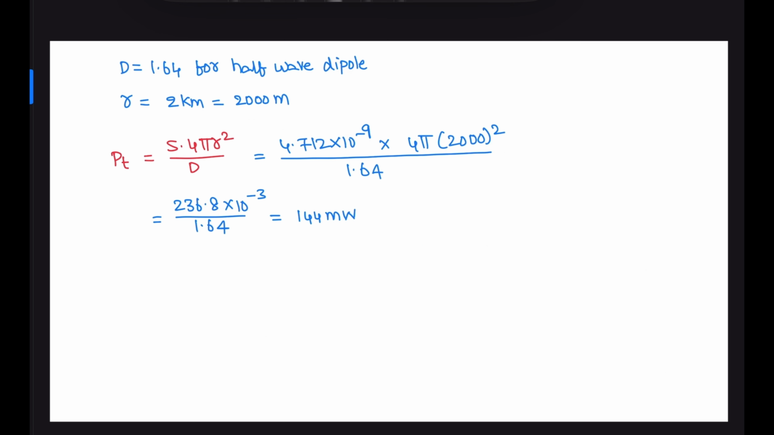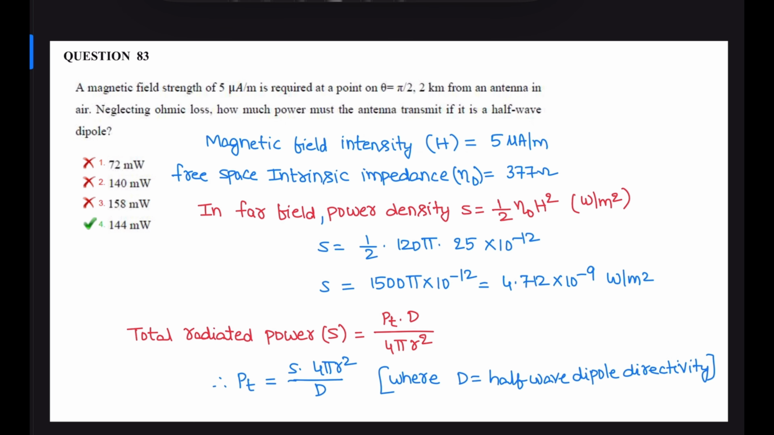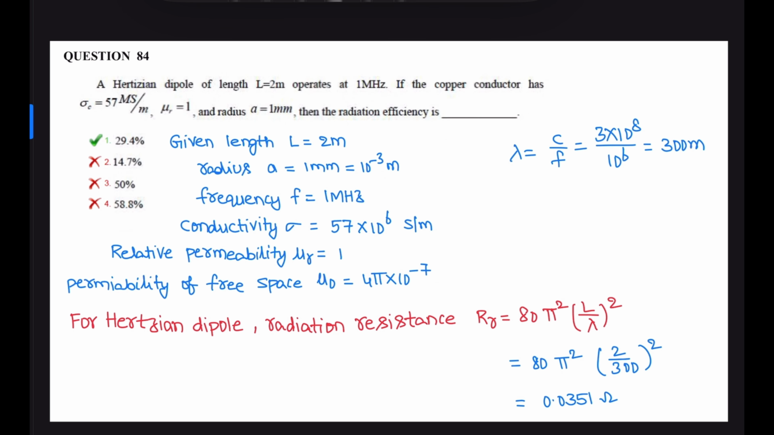So D is 1.64 for half wave dipole and given radius is 2 kilometers, that is 2000 meters. On calculation, we will get total power PT is 144 milliwatt. Correct answer is option 4.